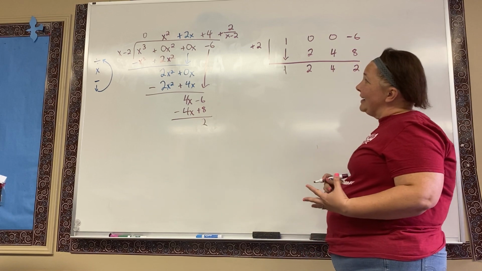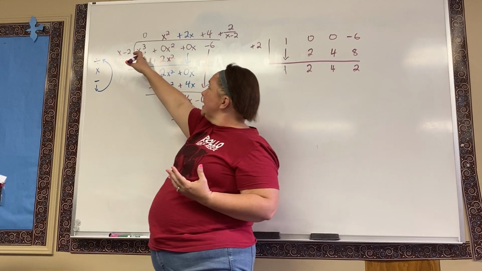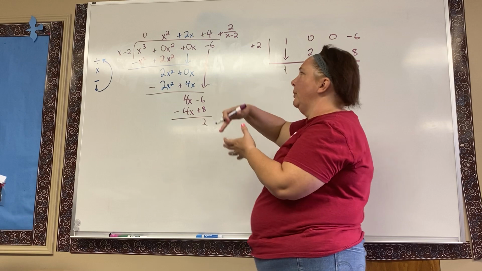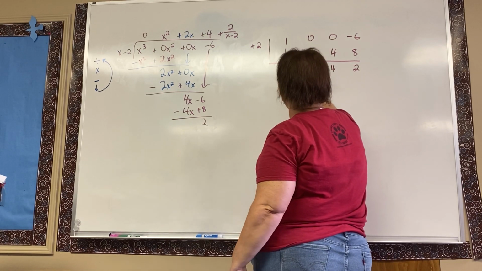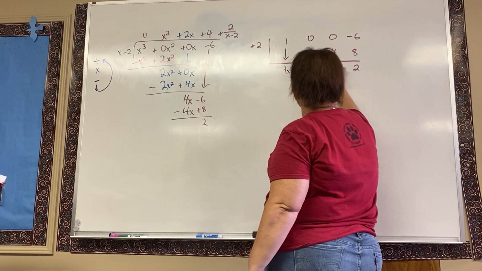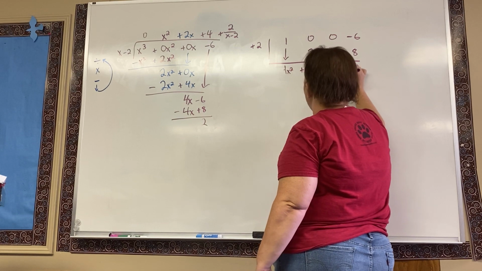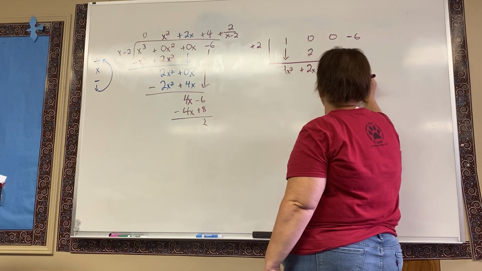Now, I have to go back and fill these in. Since I started with an x cubed, my answers are going to start 1 below that. So this is an x squared. This was positive x, positive 4, and then plus, and that's where our remainder term goes.